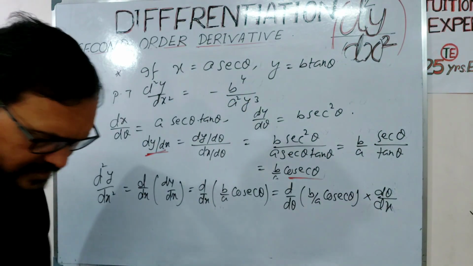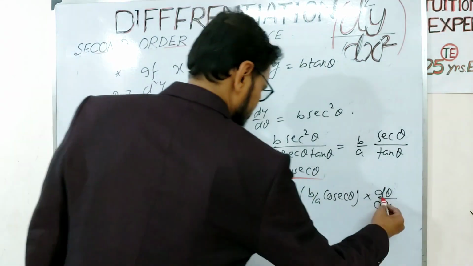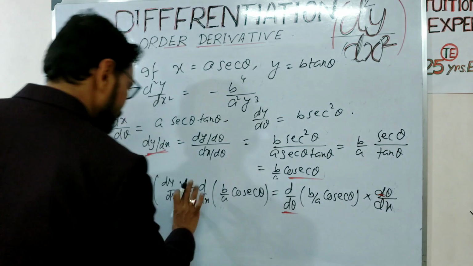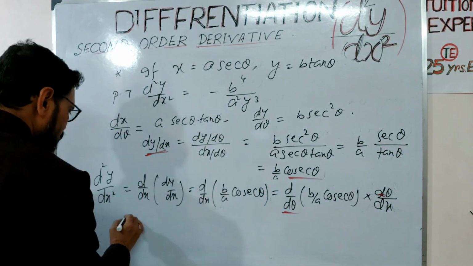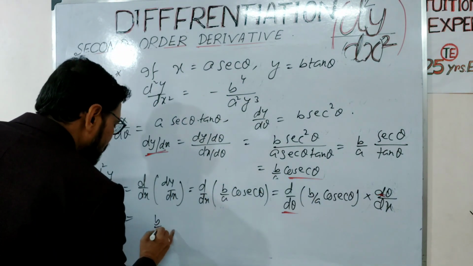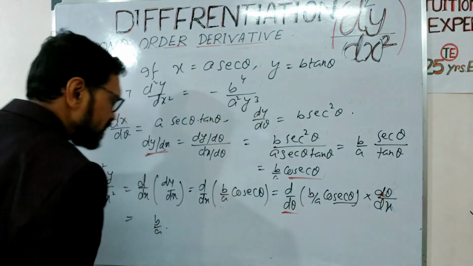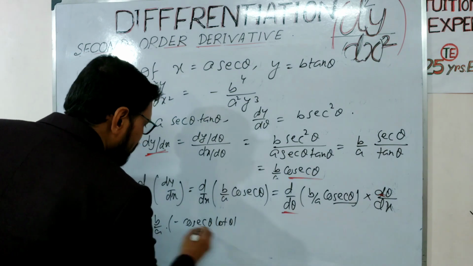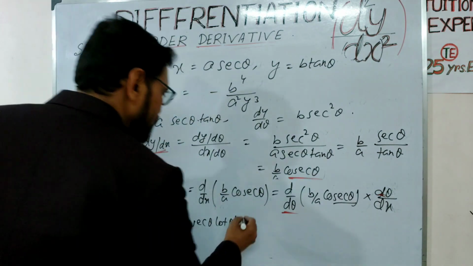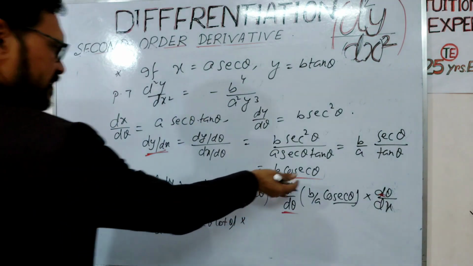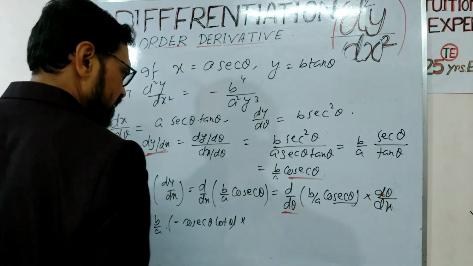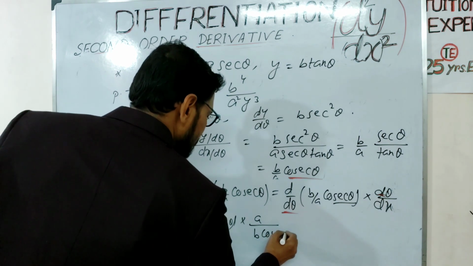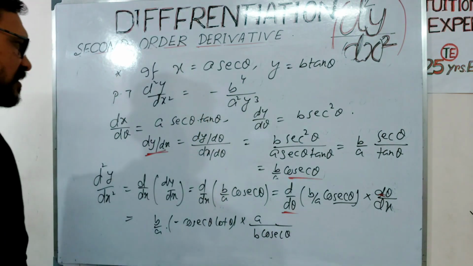So we have to adjust in this way. Here we bring d theta, here d theta. So this cancels, d by dx present. So b by a into cosec theta. What is the derivative of cosec theta? Minus cosec theta cot theta, into d theta by dx. What is d theta by dx? Reciprocate this, a by b cosec theta. So d theta by dx is this.